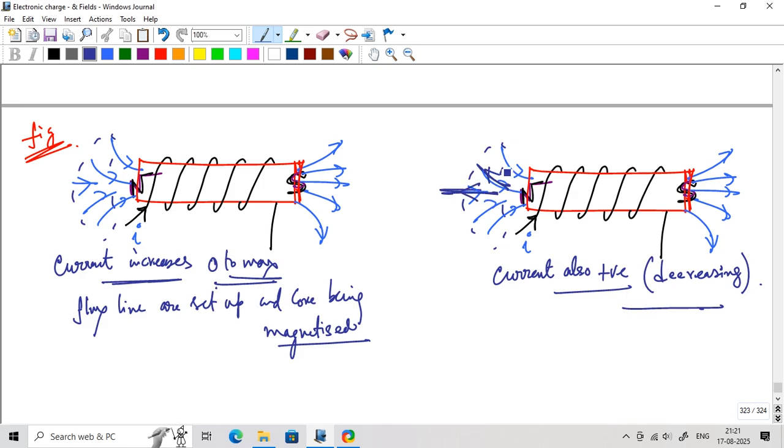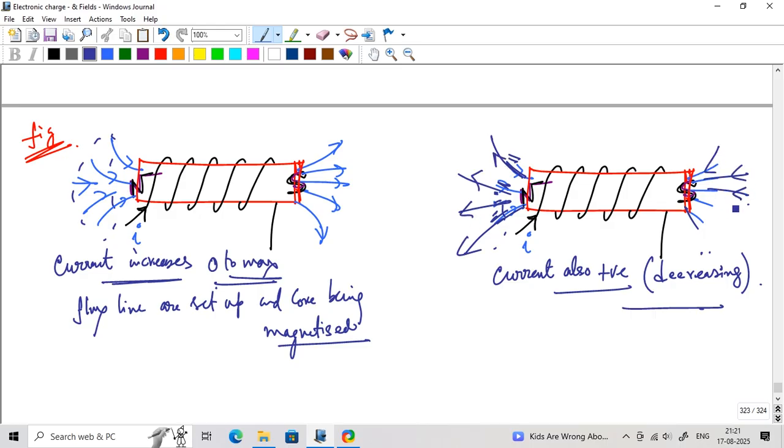So the core is demagnetized, and the arrow is changed. Okay, so this arrow is changed here. This arrow makes the diagram clear. Understand? It looks like this. So the core is being demagnetized.